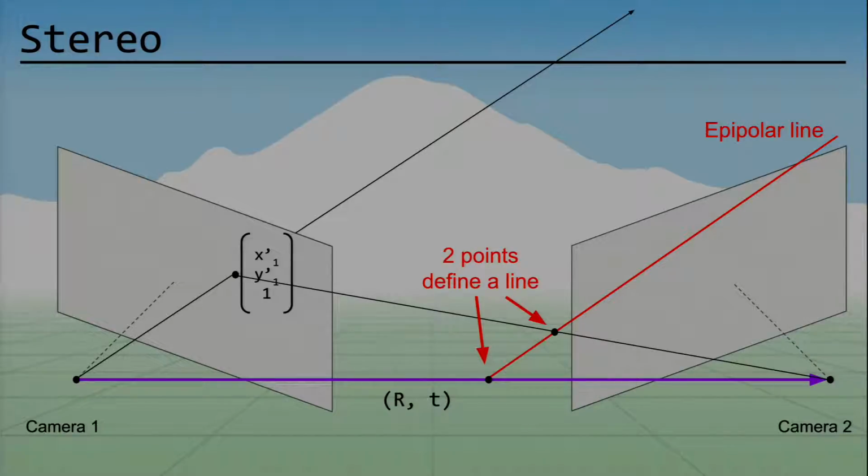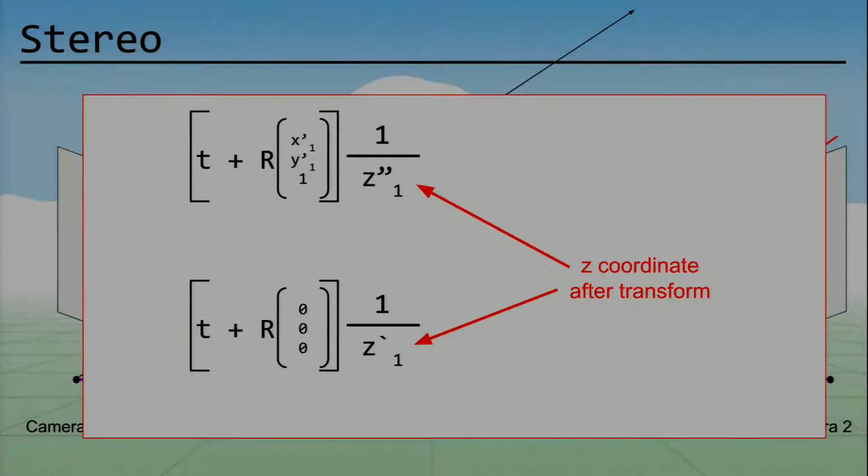OK, so let's actually do some math now. Let's figure out how to compute this line. So here are our equations. This is a little side effect of me not liking homogeneous coordinates, but I swear this is going to go away in a second.